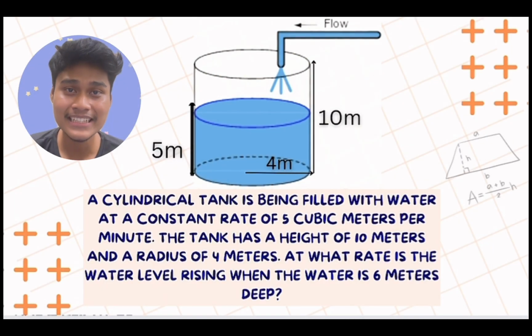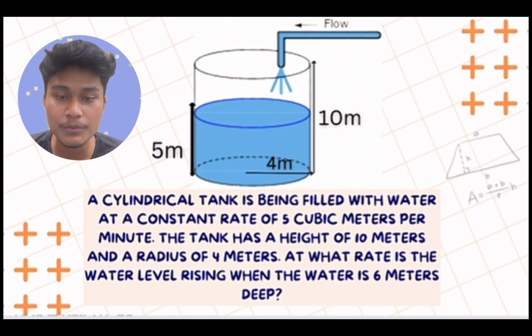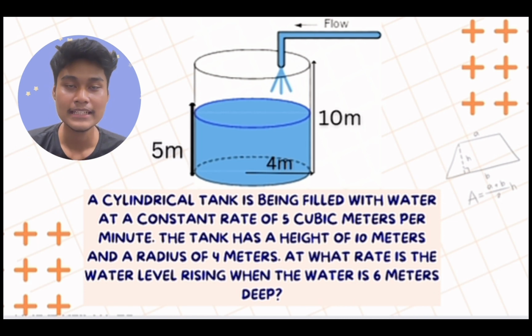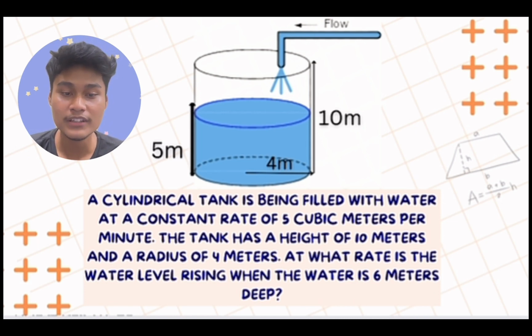Our question is: a cylindrical tank is being filled with water at a constant rate of 5 cubic meters per minute. The tank has a height of 10 meters and a radius of 4 meters. At what rate is the water level rising when the water is 6 meters deep?